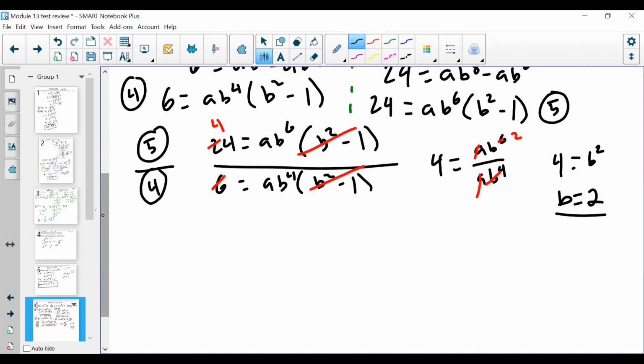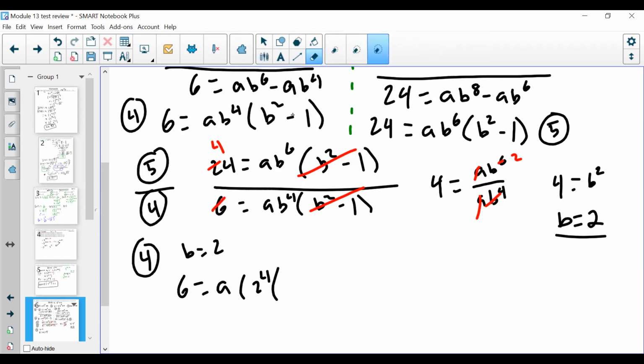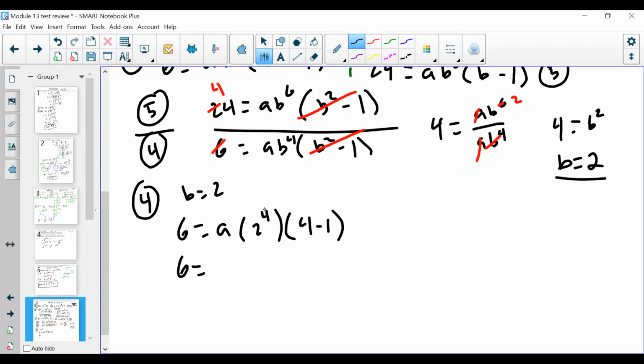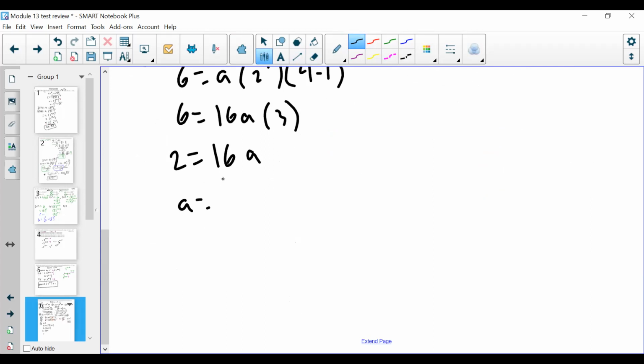So anyway, you have your b equals 2, and we're going to plug it into one of the two previous equations. It doesn't matter which one. I'll go with equation 4. So I'll plug in b equals 2 into here. I get 6 equals a times 2 to the 4th times 2 squared minus 1. So 6 equals 2 to the 4 is 16, so 16a times 3. I can divide the 3 over and get that 2 equals 16a, or a equals 2 divided by 16, or 1/8. So a is 1 over 8.